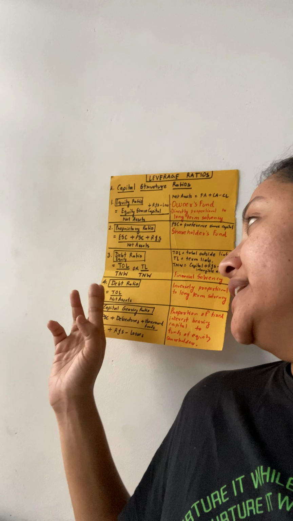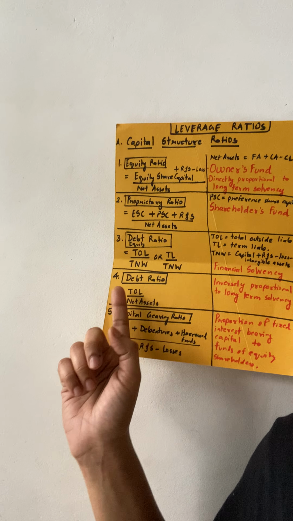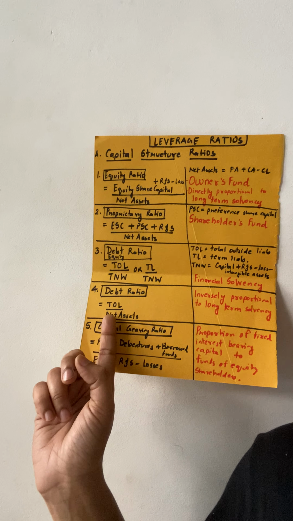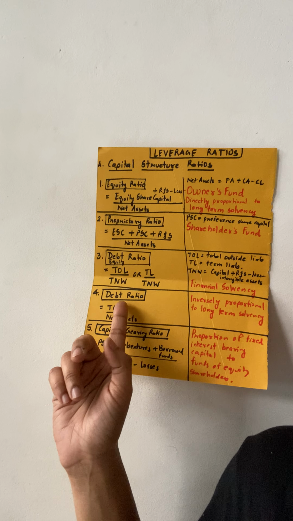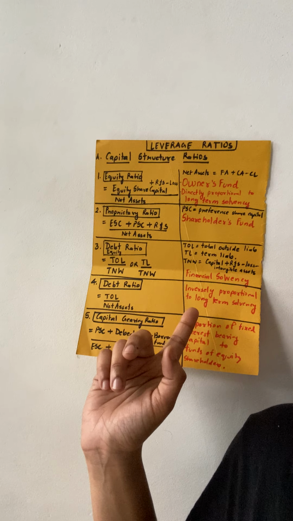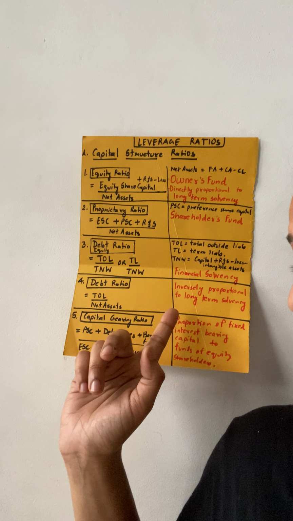The fourth ratio is the debt ratio. Debt ratio is total outside liability divided by the net assets. This ratio again is inversely proportional to the long-term solvency of the company.